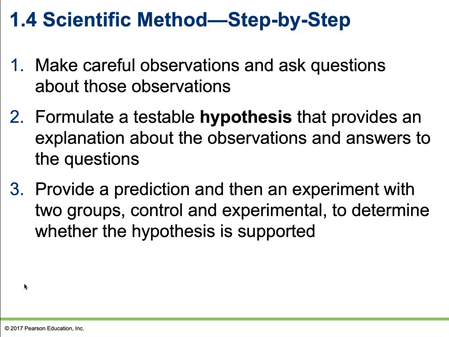So when we are setting up this experiment, we're going to provide a prediction, and then we're going to experiment with two groups, usually a control group and an experimental group, to determine whether or not that hypothesis is supported. As I said, we're going to make a prediction.